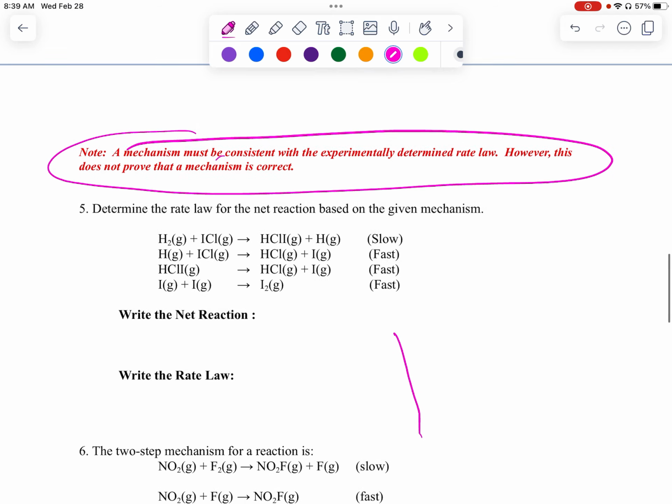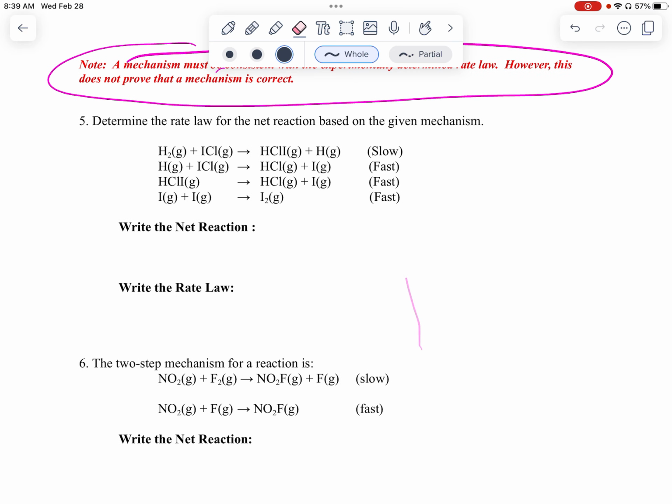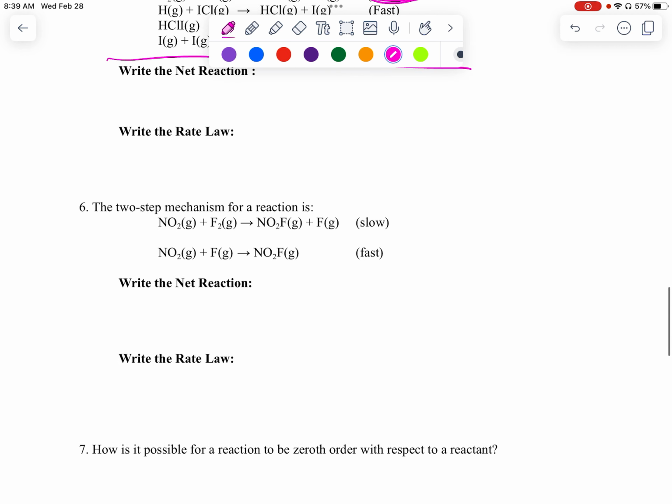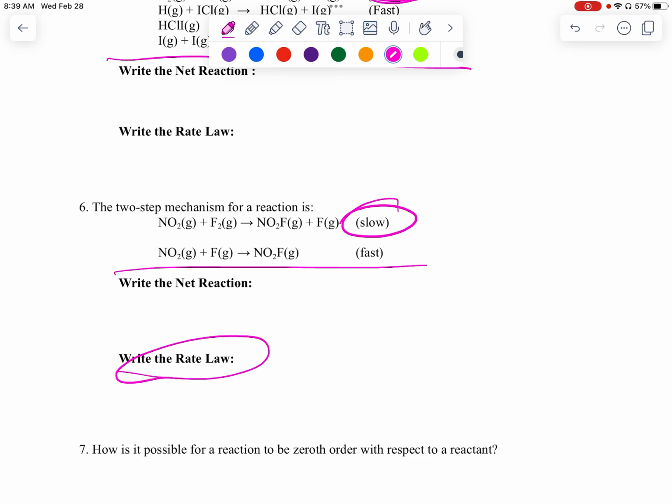All right, so here you are going to do some practicing. Write the net reaction. So make sure you cross things off, add it up. Write the rate law. Guys, use the slow step. Don't use the overall net reaction. Here's another one. Find the net reaction, cross off things that are on both sides. When you write the rate law, use the slow step.